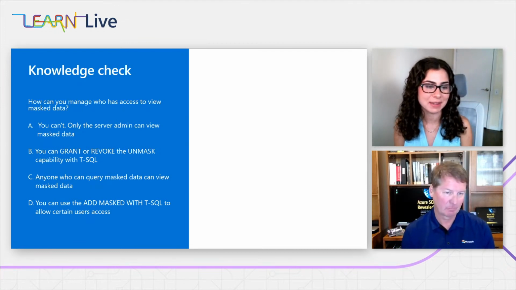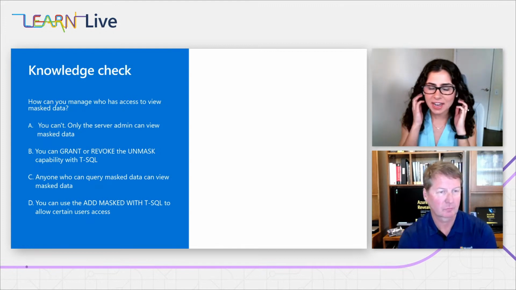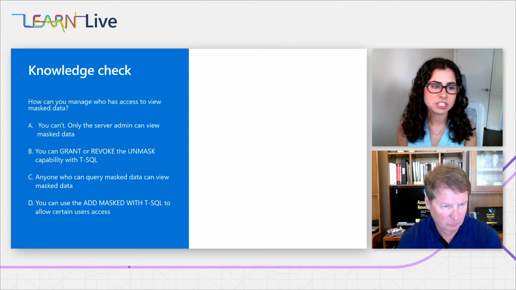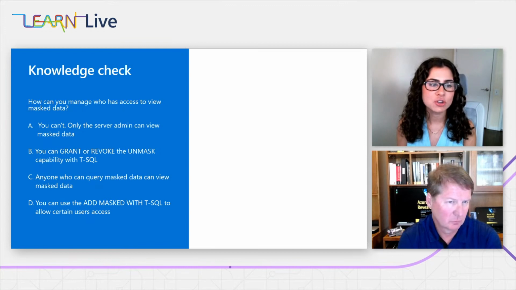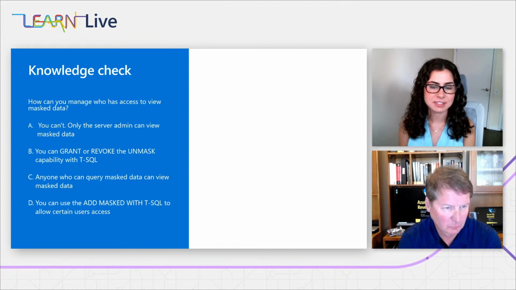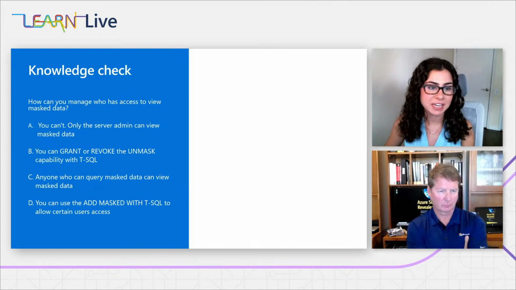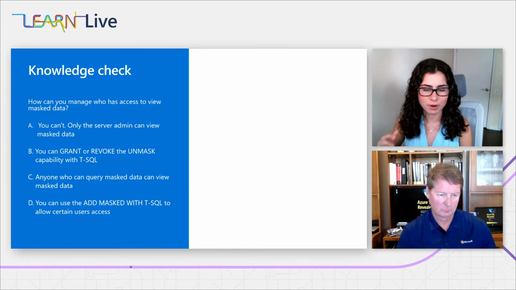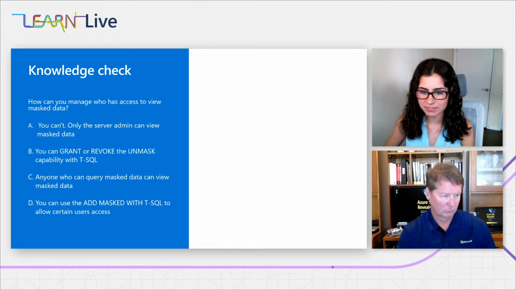This question is about dynamic data masking. Hopefully not a tricky question, but the question says, how can you manage who has access to view masked data? So this is data that's already masked. How do you manage who has access to actually view that masked data in its unmasked form? So hopefully that's a little tip for you. I'm going to take a look and see if we have any questions coming in. Go ahead and post your questions if you have them.